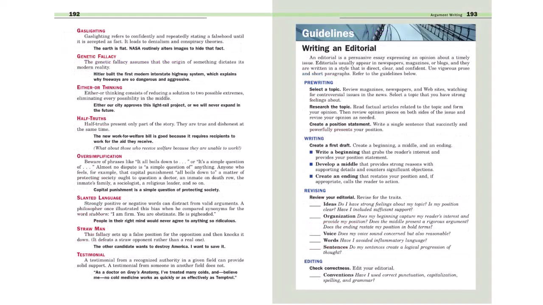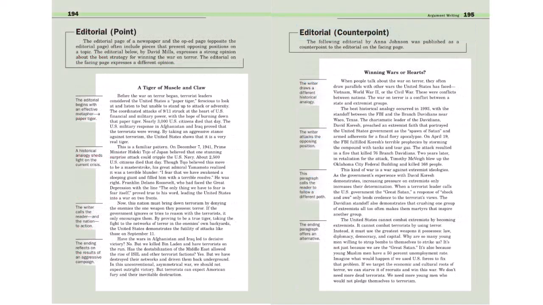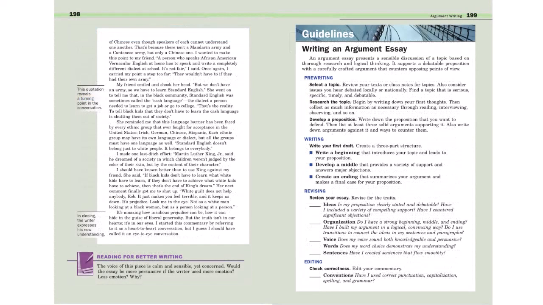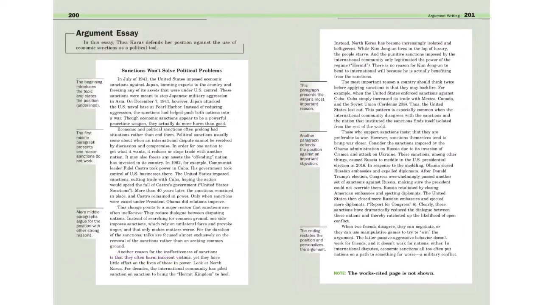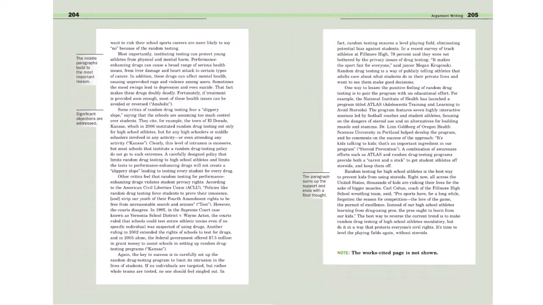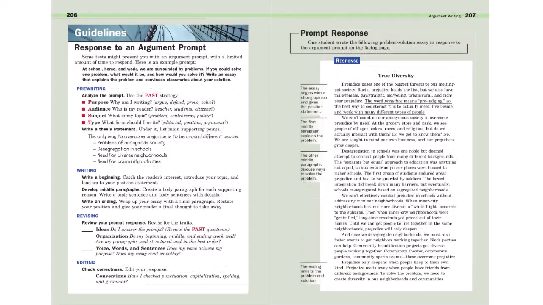Then they receive guidelines for writing a form, in this case an editorial. They can read 2 examples, a point and counterpoint. Instead of an editorial, they might want to write a personal commentary or an argument essay. Side notes point out the key features of each model essay. We have guidelines and models for position papers, and also responding to an argument prompt.